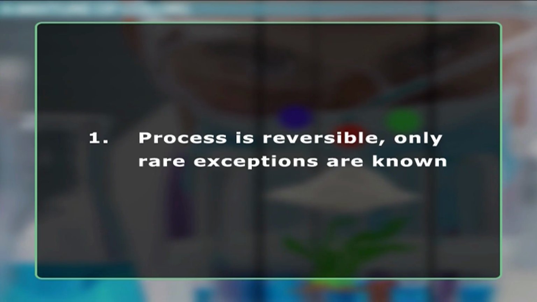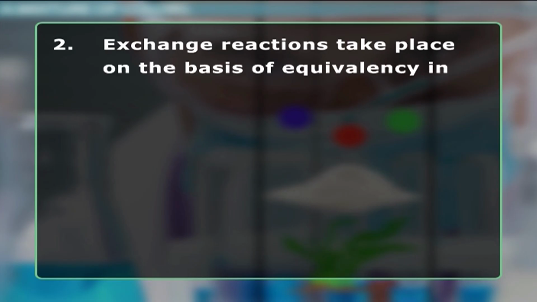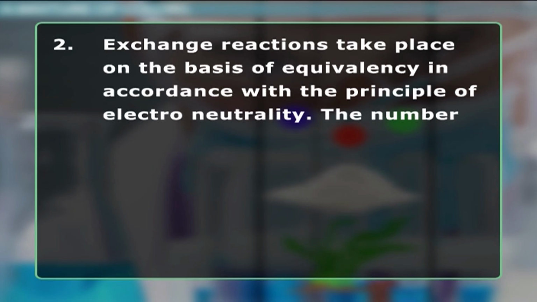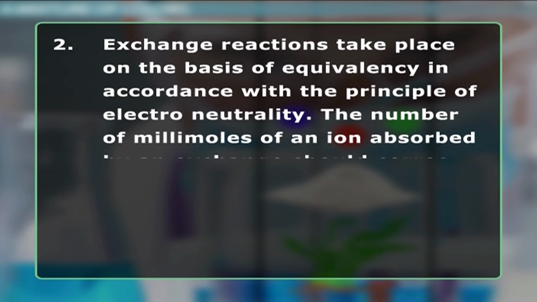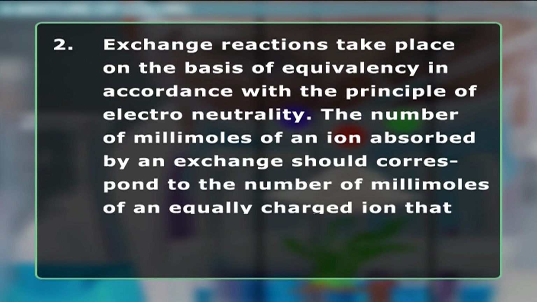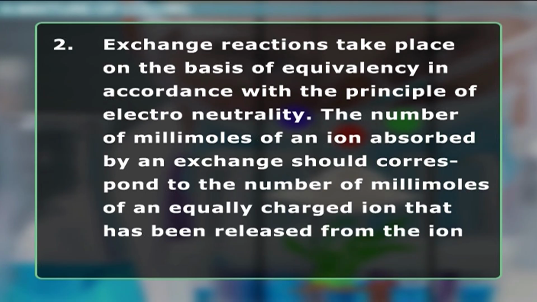The exchange of ions between the ion exchange resin and the solution is governed by two principles. These are: the process is reversible, with only rare exceptions known; and the exchange reactions take place on the basis of equivalency, in accordance with the principle of electroneutrality. The number of millimoles of an ion absorbed by an ion exchanger should correspond to the number of millimoles of an equally charged ion that has been released from the ion exchanger.